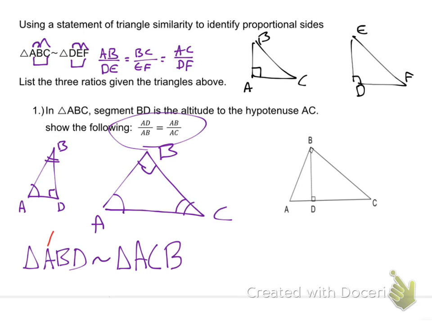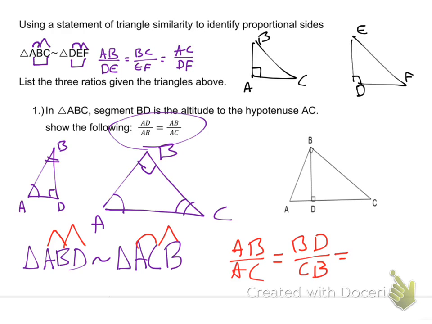So, look at this. AB is to AC is equal to BD is to CB is equal to AD over AB. And if I look at my ratios, I want AD over AB. Hey, there it is. I also want AB over AC. There it is.